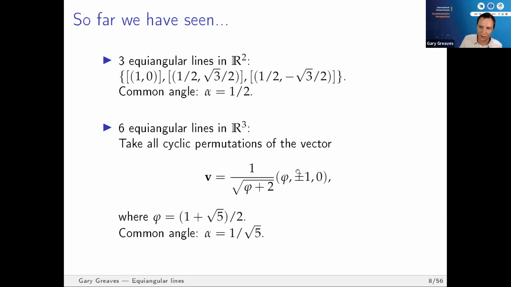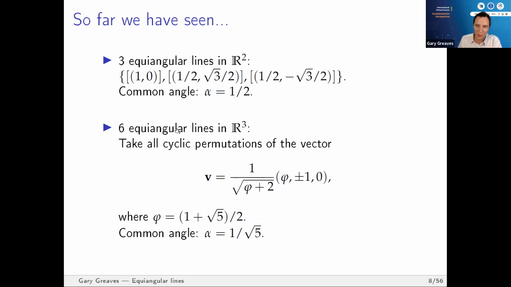So this is 2 different vectors. Now I take all cyclic permutations of that vector, and that will give me 6 vectors in total. Then I can check the inner product between any pair will be plus or minus 1 over √5. So that's a neat, quite clean way of generating all the spanning vectors that correspond to 6 equiangular lines in 3 dimensions. This is again just the regular icosahedron, and the other one comes from the regular hexagon. So this is what we've seen.